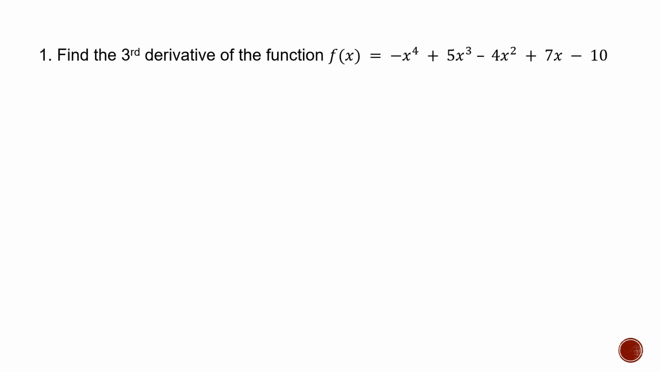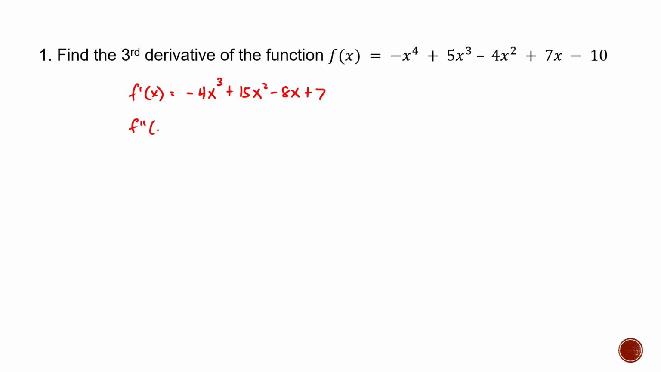Okay, so here it says find the third derivative of the function negative x raised to 4 plus 5x cubed minus 4x squared plus 7x minus 10. Okay, so for the first derivative, this will be equivalent to negative 4x to the third power plus 15x squared, right? Minus 8x plus 7. So that's the first derivative.